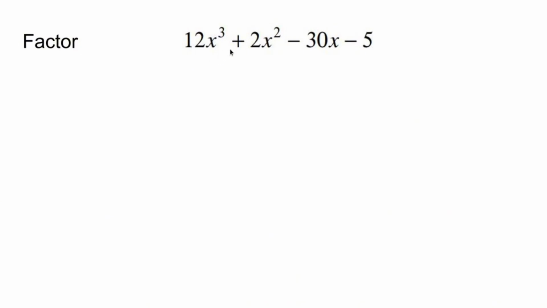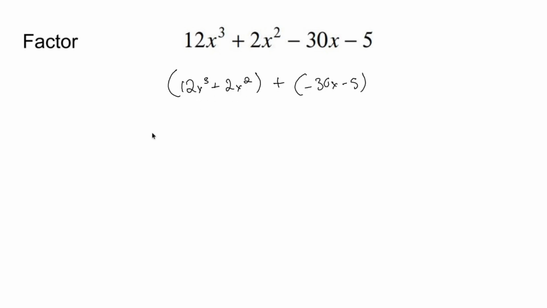Factor 12x cubed plus 2x squared minus 30x minus 5. The process that we're going to use is going to be called factor by grouping. What you do is you group the first two terms in its own set of parentheses, like so, and you group the second two terms in its own set of parentheses. Notice, by the way, how I'm putting a plus sign in the middle and making negative 30x. You don't want to do minus parentheses because then that affects this guy right here. Okay? Factor each parentheses as much as you can.